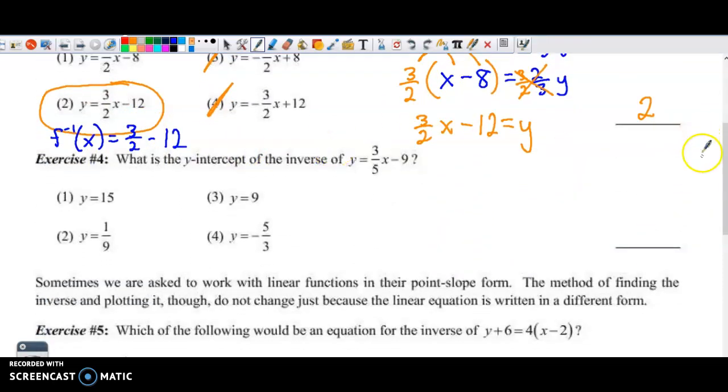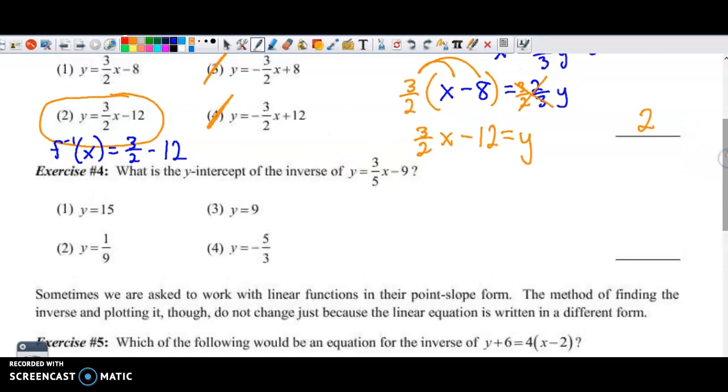Next one is just asking you a little bit differently how to do the same thing. So just a reminder, switch x and y. I hope you notice the work is going to be the same regardless. So add 9 over. And remember to undo the 3/5 of y. Instead of dividing, it makes more sense to multiply by the reciprocal.